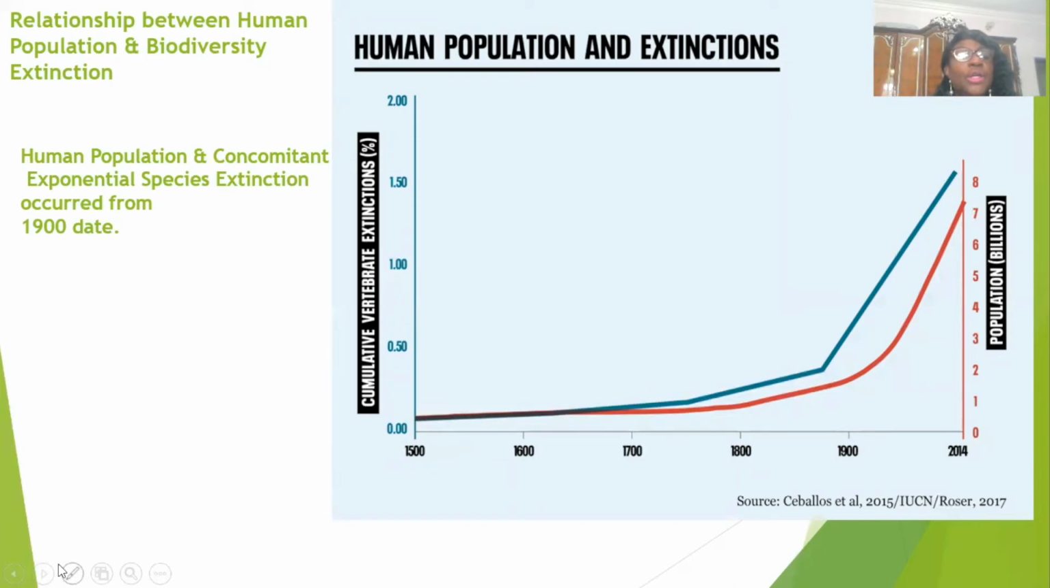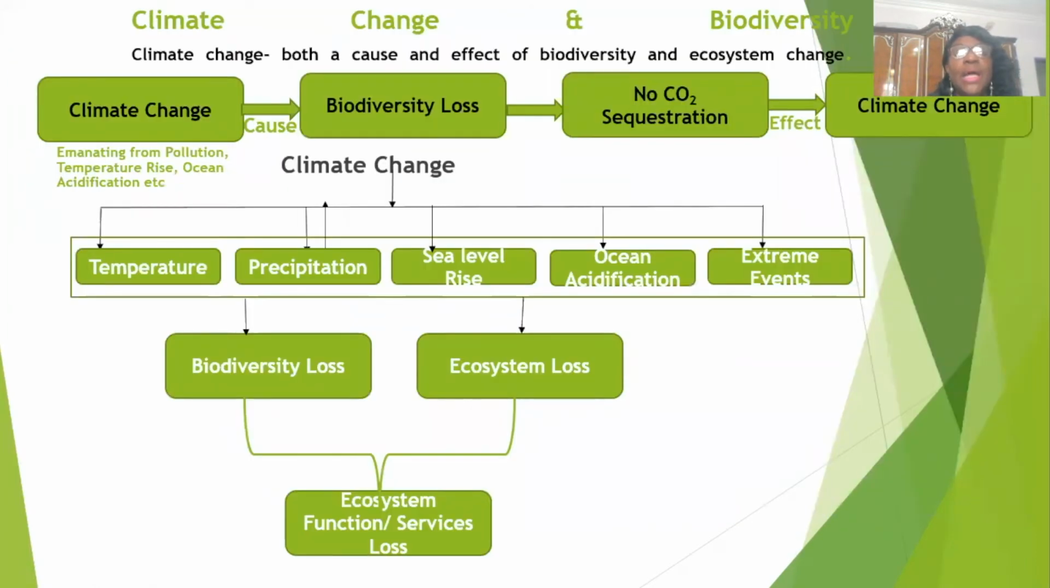This graph shows the relationship between human population and biodiversity extinction. This is taken from Ceballos et al. 2015. The graph shows human population growth and the concomitant exponential species extinction occurring from 1900 to date. From the 16th century through the 17th, 18th, and 19th centuries, there was little or no change in both parameters, the human population and extinction of species. But from 1900, the 20th century, to date, the change has been colossal. It's been very dramatic.